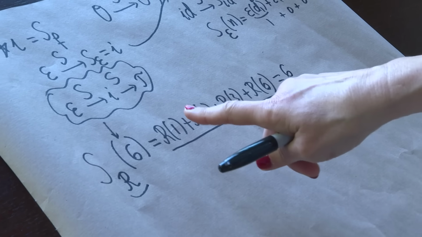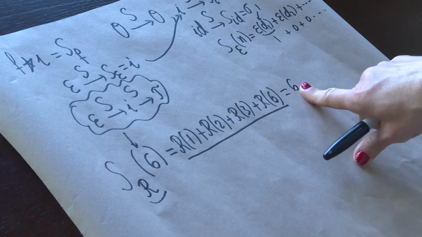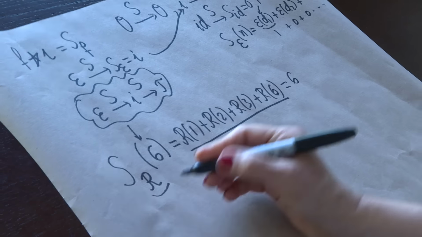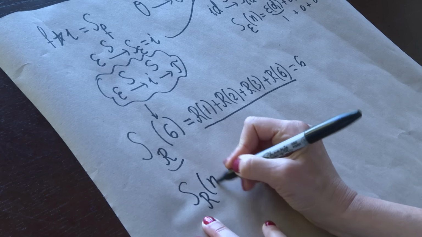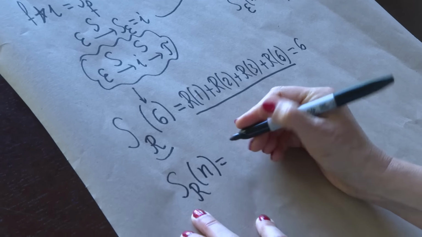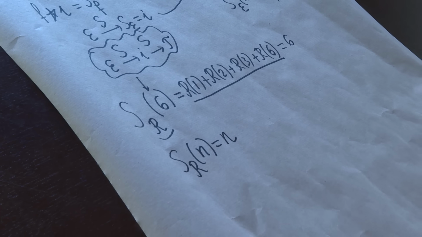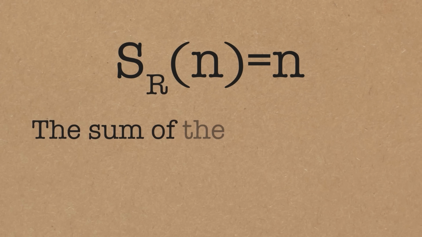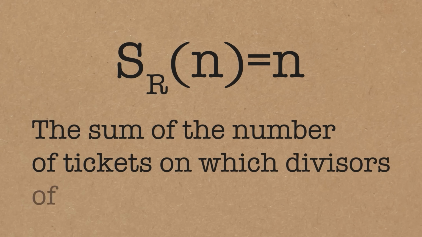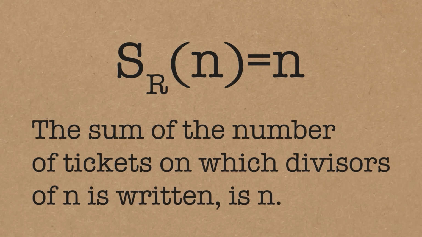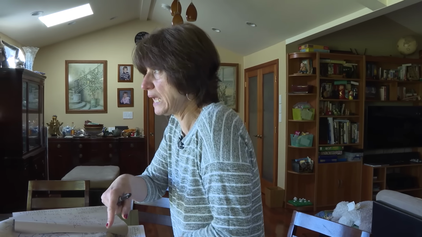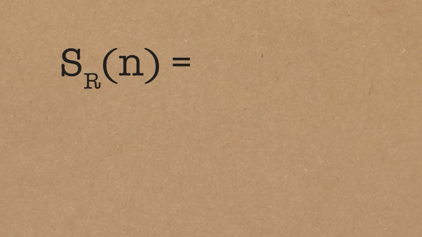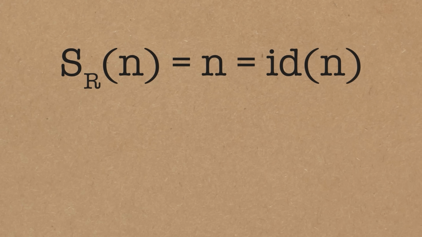I don't even have to write this. I plug in 6, I have to output 6. I plug in n, I have to output n, because this is really what the definition of the Raffle function was. The sum of the number of tickets on which divisors of n is written is n. But which function, when you plug into it n, outputs n? That's the identity function.